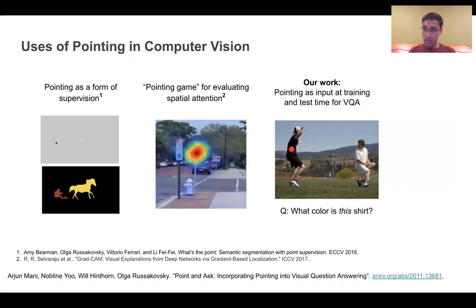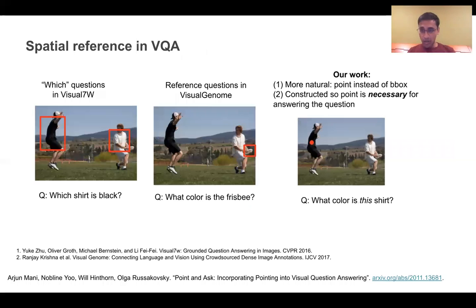So pointing has been used in computer vision in a number of contexts, but mostly either as a form of supervision for tasks like semantic segmentation, or in the pointing game used for evaluating spatial attention. And our work is quite different. We use pointing as input at training and test time for VQA. So we aim to design models that can answer questions like, what color is this shirt, given a point input in the image.